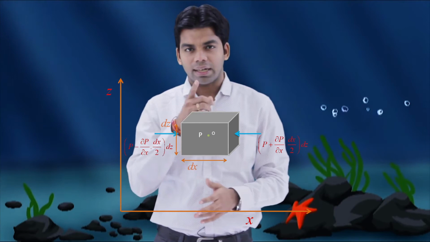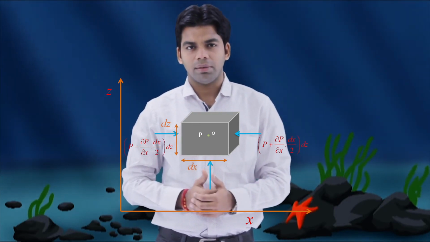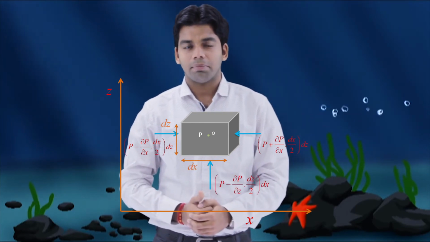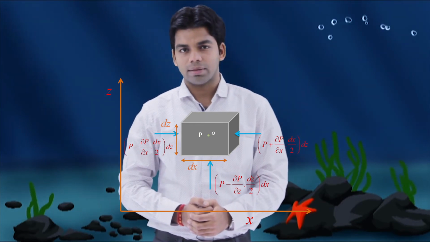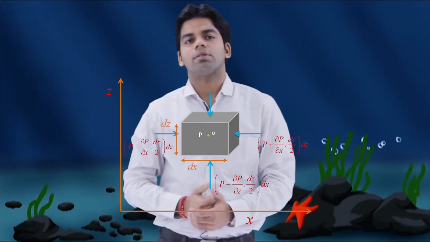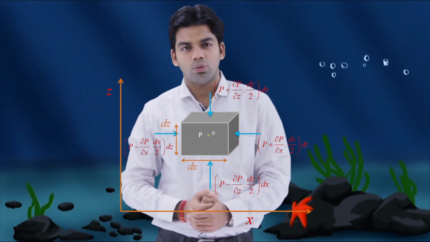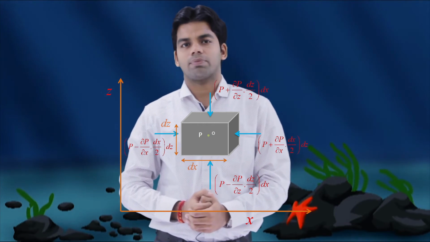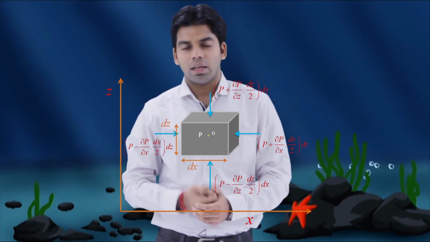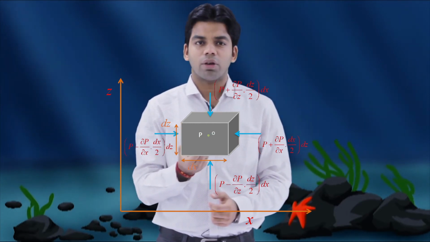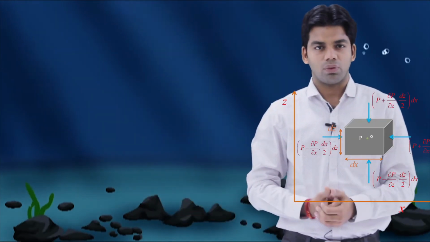Now coming to the vertical direction, the z axis, so at the bottom the force would be P minus dp by dz into dz by 2 into dx, and at the top the force would be P plus dp by dz into dz by 2 into dx. Okay, so these are the forces acting on all four planes. Now apart from this, there is some weight of the body which will also act at the center. So these are all the forces acting on this particular fluid element.